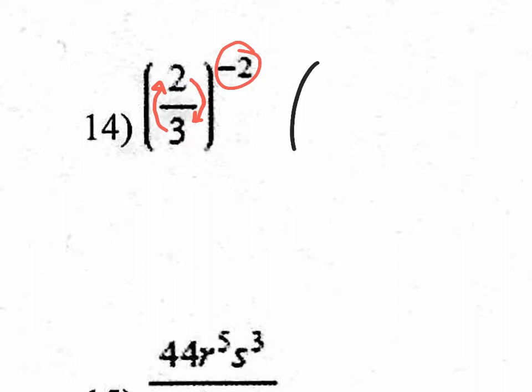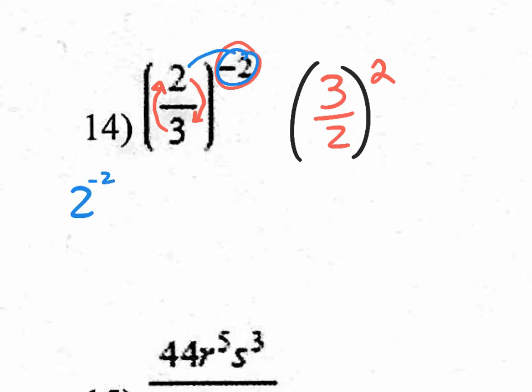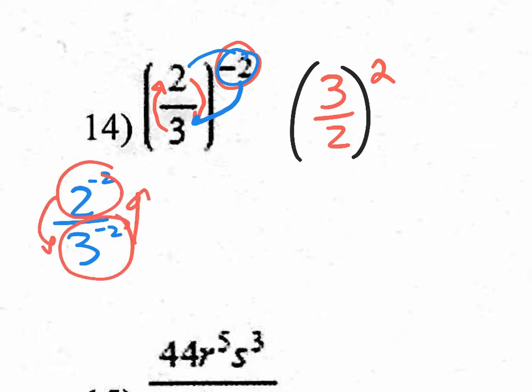So what do we have on the inside of the parentheses? We really have 3 over 2. And that negative 2 on the outside actually becomes positive 2 because we flipped the fraction. Now, if you don't like that trick, you could easily take the negative 2, put it there, it'll be 2 to the negative 2. You could take the negative 2, put it on the 3, it'll be 3 to the negative 2. But then you have to move this one down because it has a negative exponent, and this one up because it has a negative exponent.